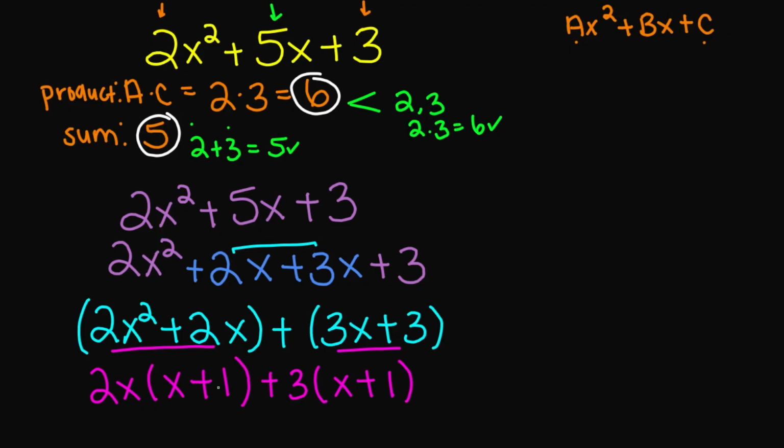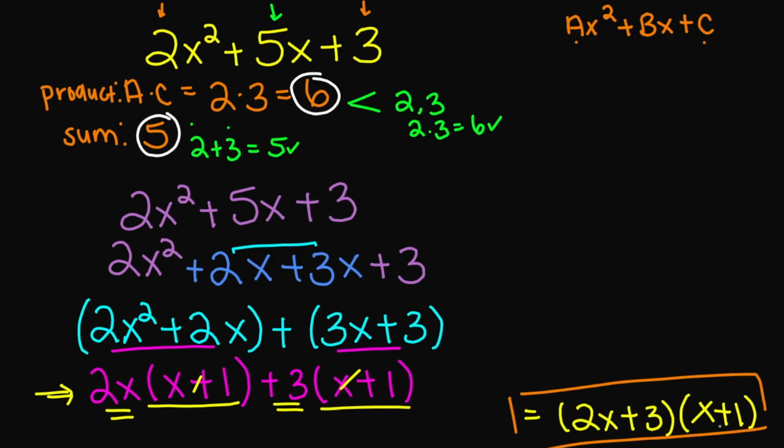And at this point, I'm going to continue factoring here. So by looking at this step here, notice you have x plus 1 and x plus 1 here. I am going to factor that out. So I'm going to put x plus 1 here. And after you factor out your x plus 1, then you'll be left with 2x plus 3. And this is your final answer here.